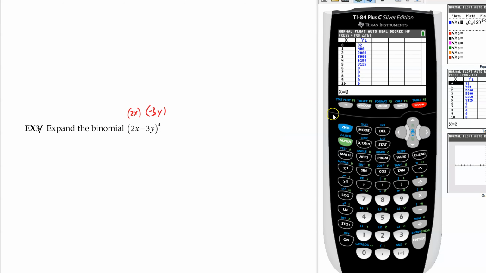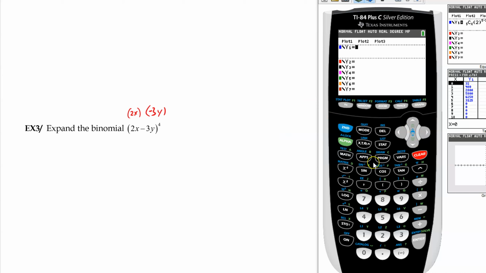So our first term here is 2x, and our second is 3y. Now there is a minus in the middle, so you can't just say 3y, we have to say negative 3y. So let's plug in our calculator to see what our degree 4 gives us. Let's clear this out of here.